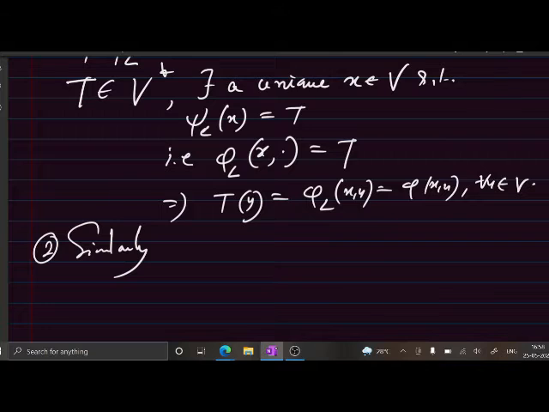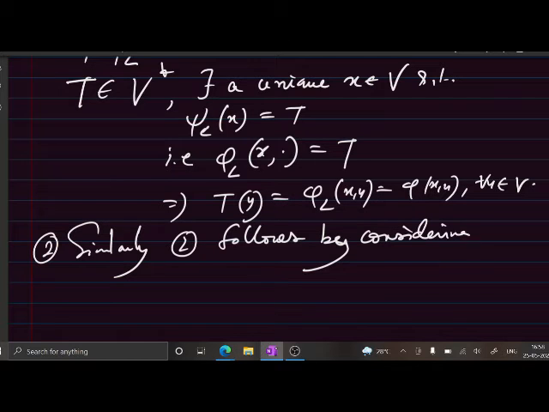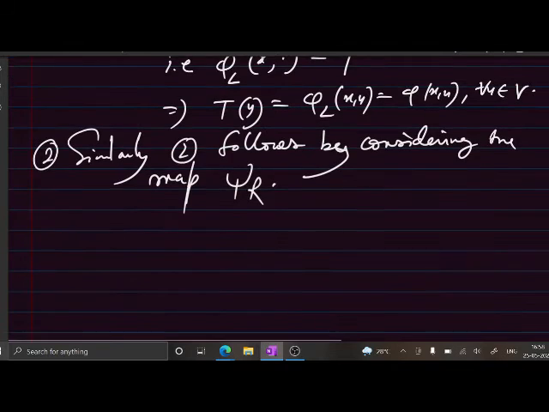Now for the second one, it follows by considering the map psi R. Now you have to consider the case of 3.